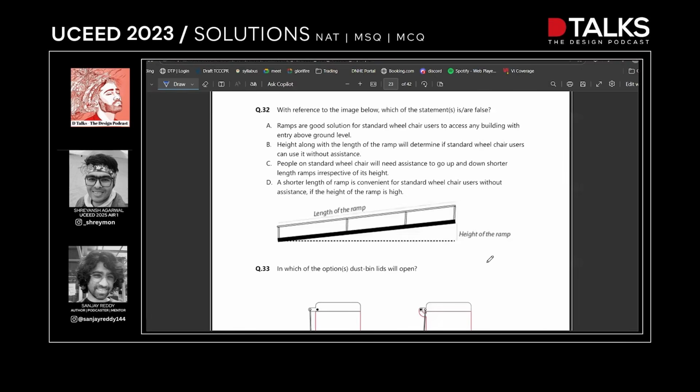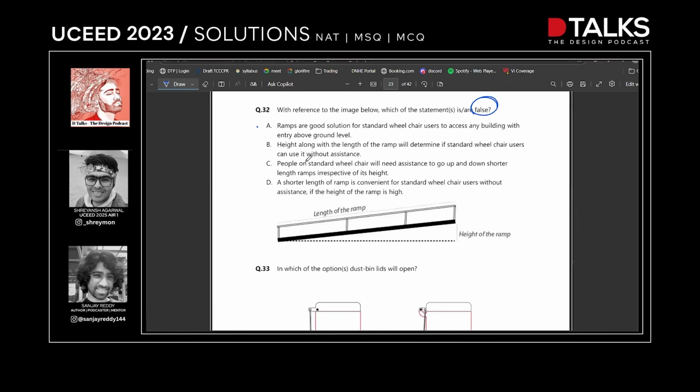32. With reference to the image given below, which of the statements is false or are false? Option A: ramps are a good solution for standard wheelchair users to access any building with entry above ground level. That is correct, so that is not an answer. We have to circle all the false ones. So this is correct.